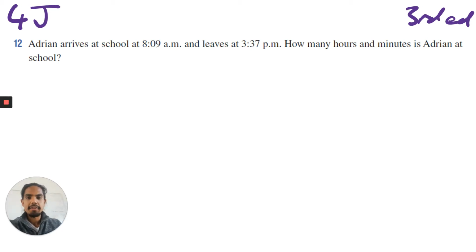So we're just going to take a quick look at one of the problem-solving questions in 4J. This is question number 12 in the 3rd edition. If you are using the 2nd edition book, your question number may be a little different. So we're looking for the difference in times in this question.